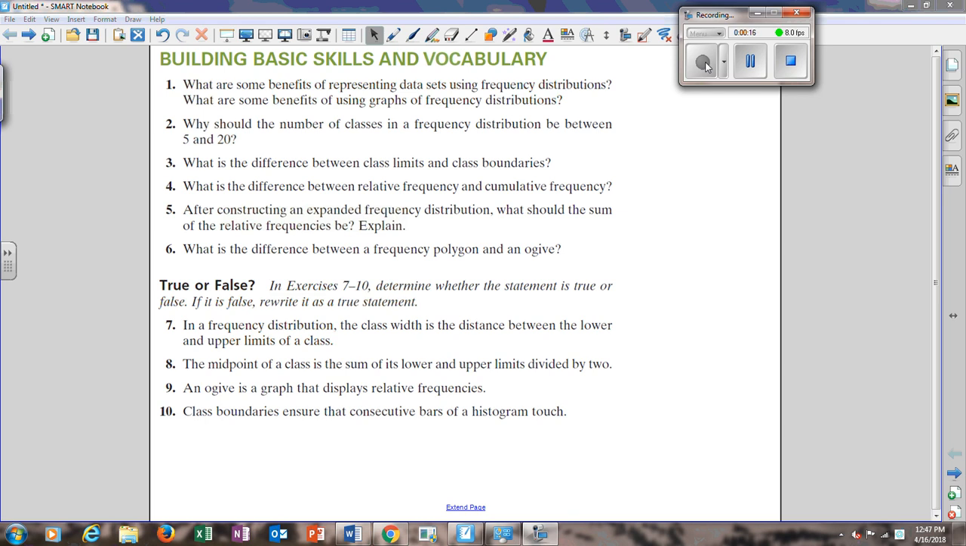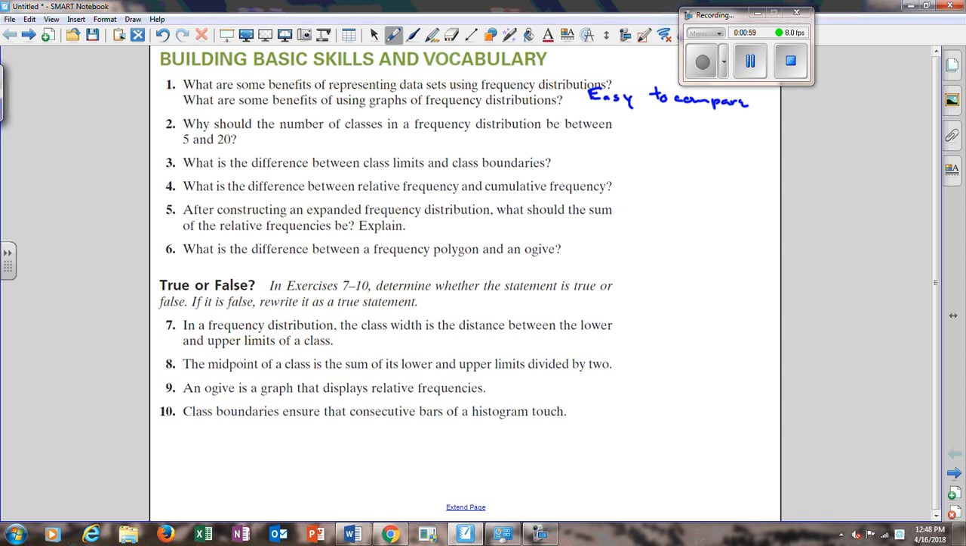But number one, what are some benefits of representing data sets using frequency distributions? What are some benefits of using graphs of frequency distribution? Really, the answer is the same for both of them. It's easy to compare your data. By using frequency distributions and their graphs, we can look at the data from a perspective of how it looks visually. So if we use a frequency distribution and we see that 34 out of 50 fall within a certain category, we can easily see that that is the most popular choice, things like that.